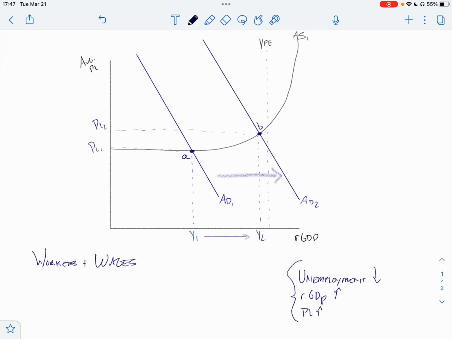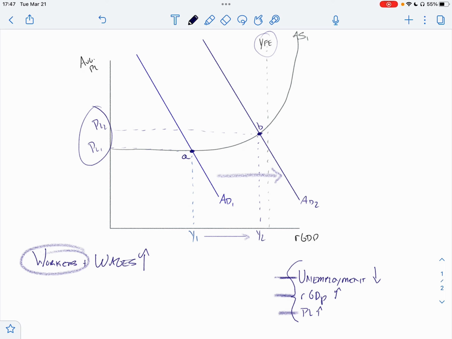Because there's a greater demand for goods in the overall economy, the demand for workers increases. As this demand for workers approaches the full employment line, this places an upwards pressure on wages. And as these wages increase, the overall price level will increase, leading to some inflation. Because of this, we can see that unemployment falls, real GDP increases, and the price level increases.